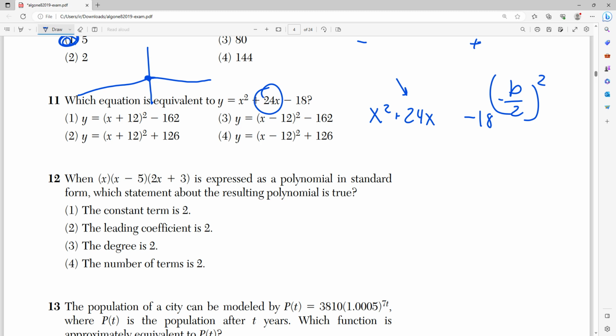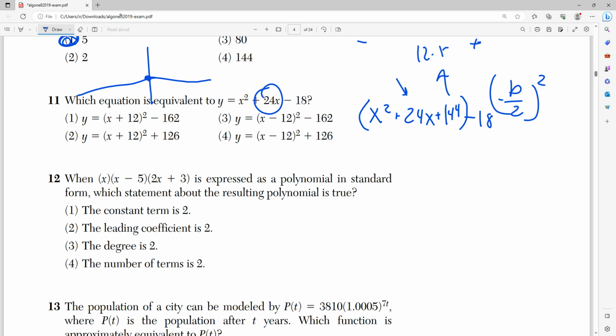So 24 divided by 2 squared is going to be 144. So we're going to add 144, right? And now we're going to factor this out as usual, right? So what multiplies into 144 and adds into 24?